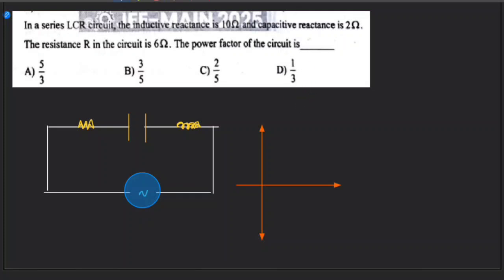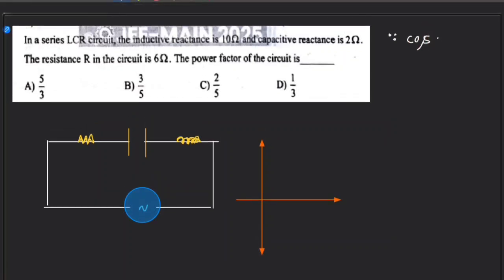right? So since this cos phi is called a power factor, we have to calculate this power factor value here, right? We need to calculate the power factor here.